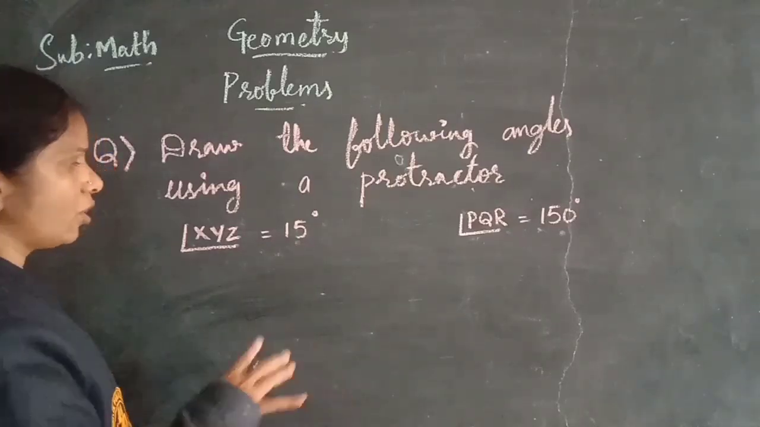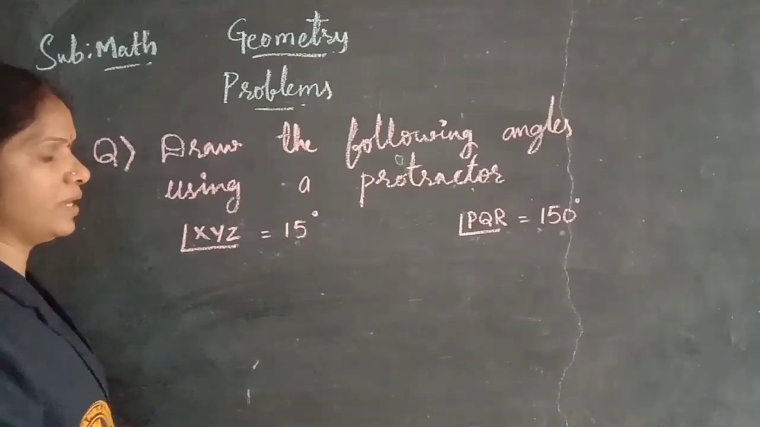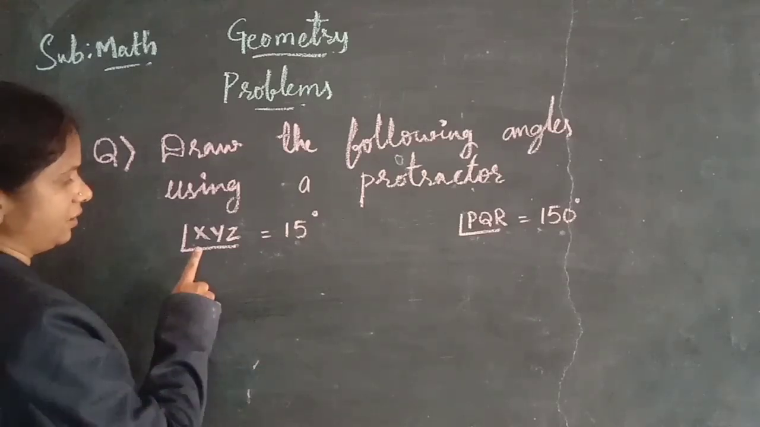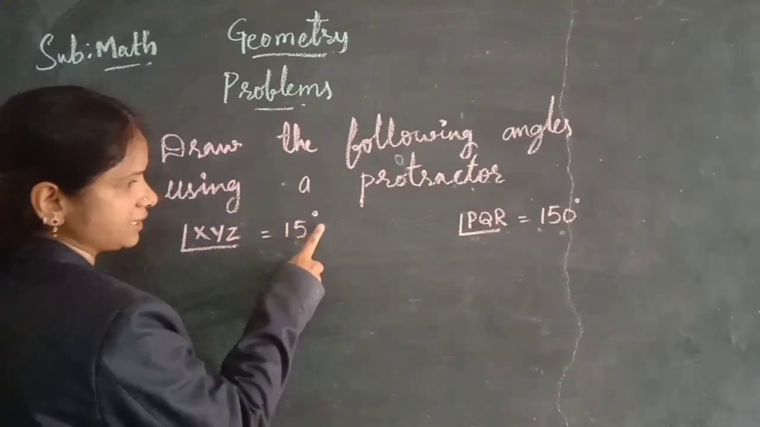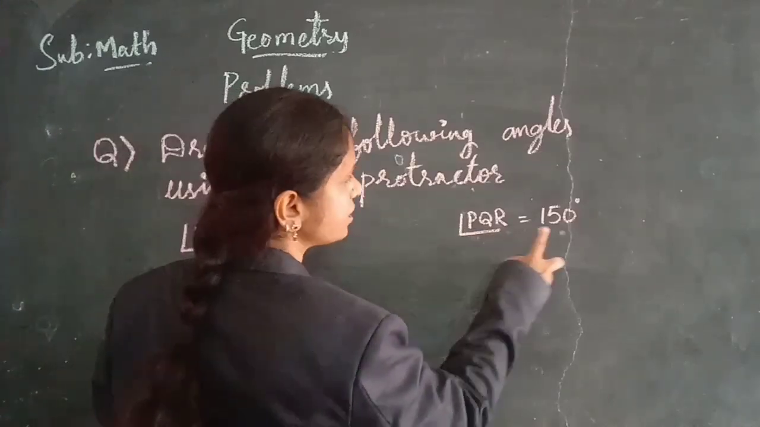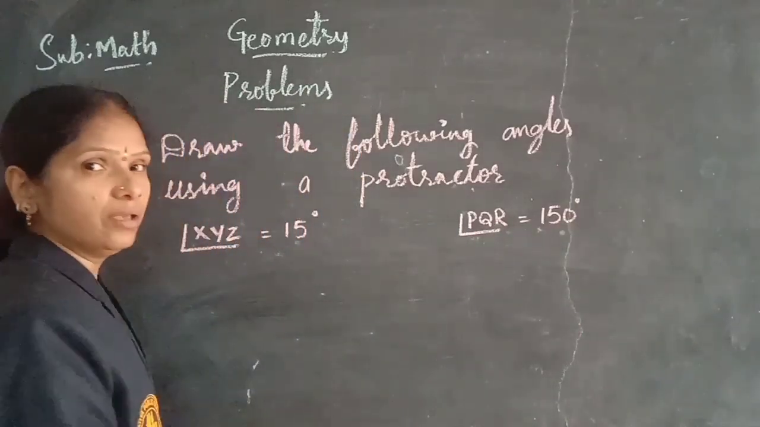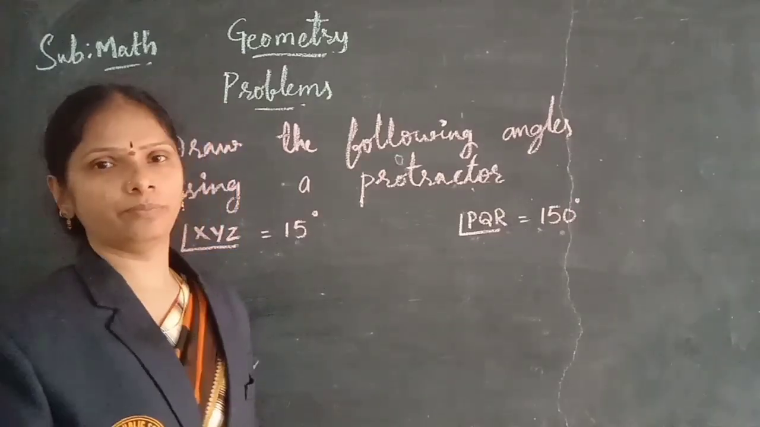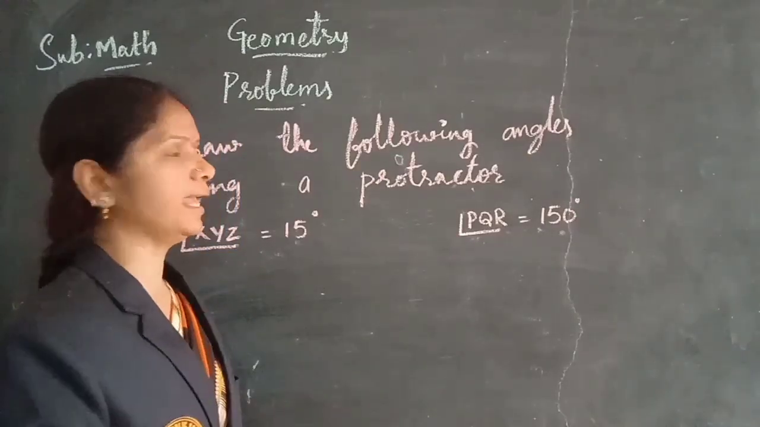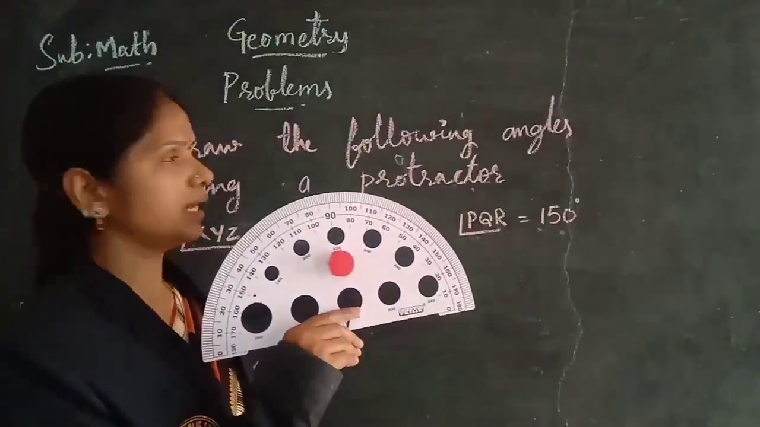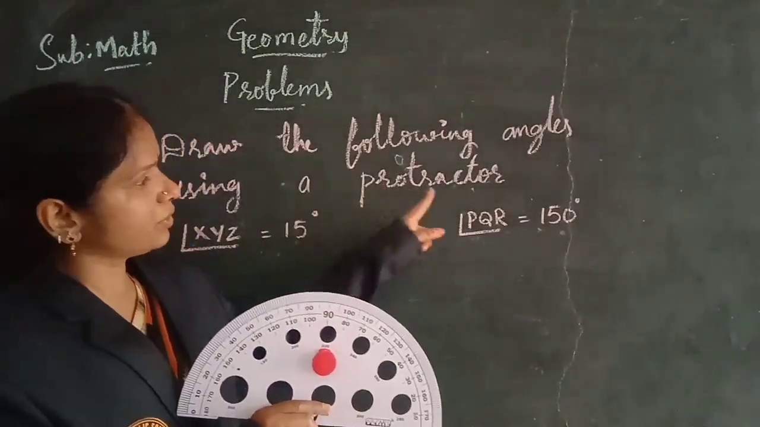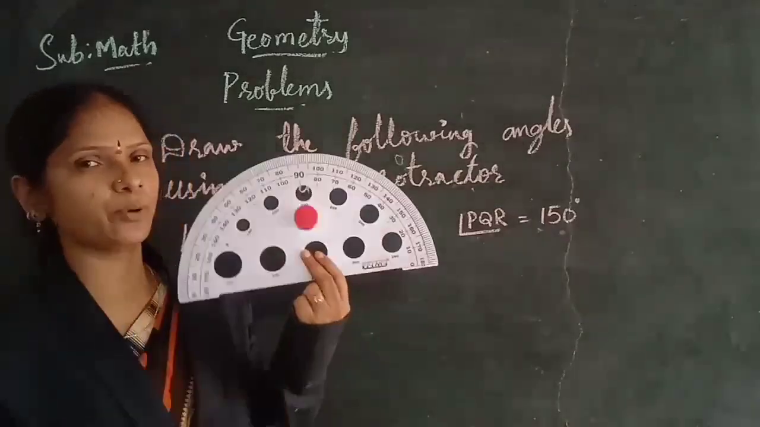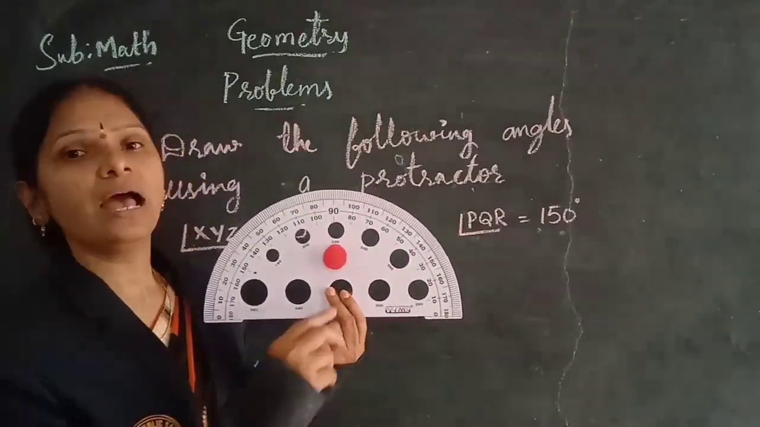Now, problems on angles. How to draw the angles with the given measures, I will say. See here, the given measures are angle XYZ is equal to 15 degrees and angle PQR is equal to 150 degrees. And we use one instrument to draw the angle, this is called the protractor. Here it is already given in the heading, protractor. So by using the protractor we have to draw the angles.